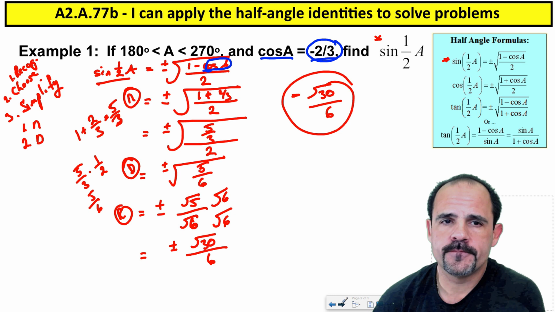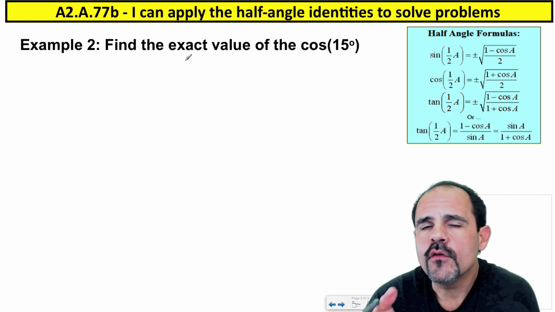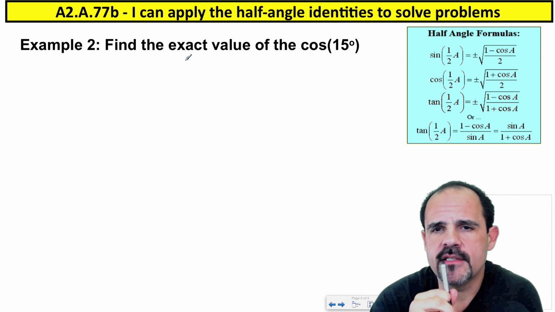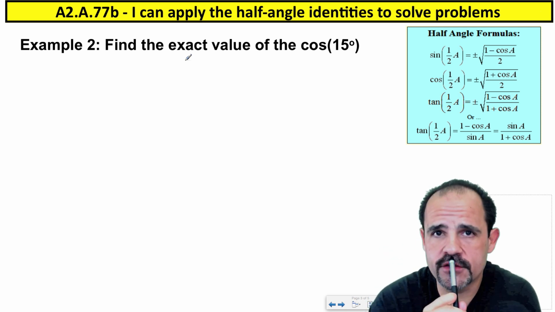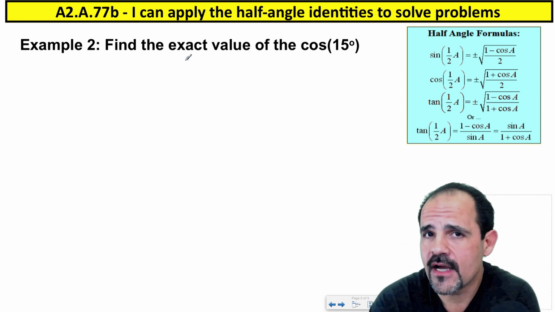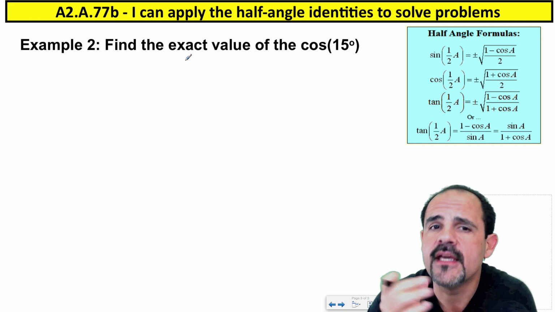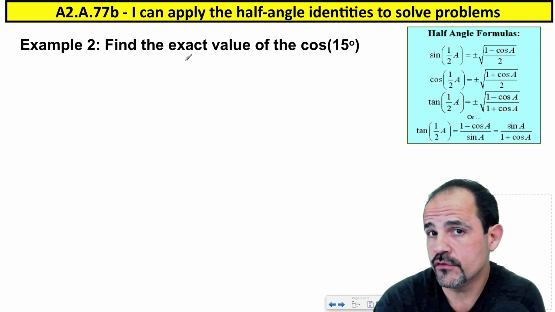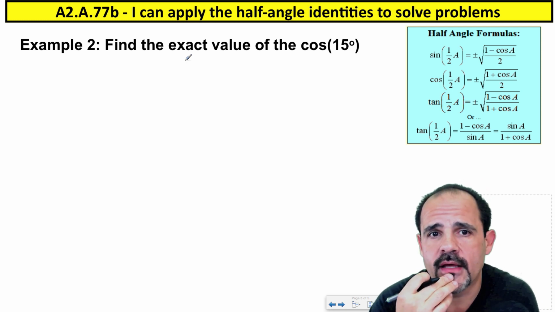let's go on and let's do another example of it. Then I'll let you try one. Now, the only other way you can really see these used is if you want to find the exact value of the cosine of 15 degrees. Now, that's the exact value. That means you can't just take your calculator and plug in 15 degrees and hit the cosine button and call it a day. It wants the exact value. You can use it to check it once you figure it out, but you can't just go ahead and do that. It wants the exact value.